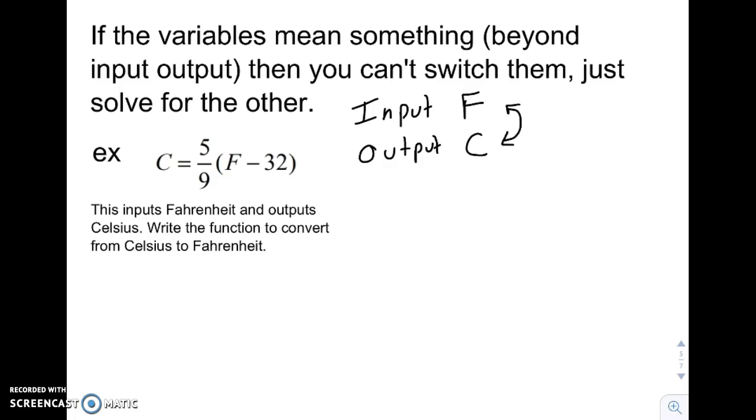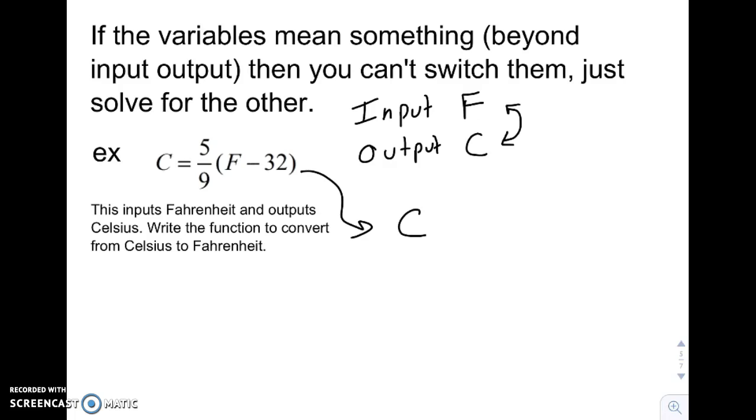Now, if the variables mean something, that's what this text says here, beyond x and y standing for input and output, you can't just switch them. So it would not be fair just to say, oh, put a c there, put an f there, and now you've got your inverse. You need to solve for f. So we need to take this and solve for f.